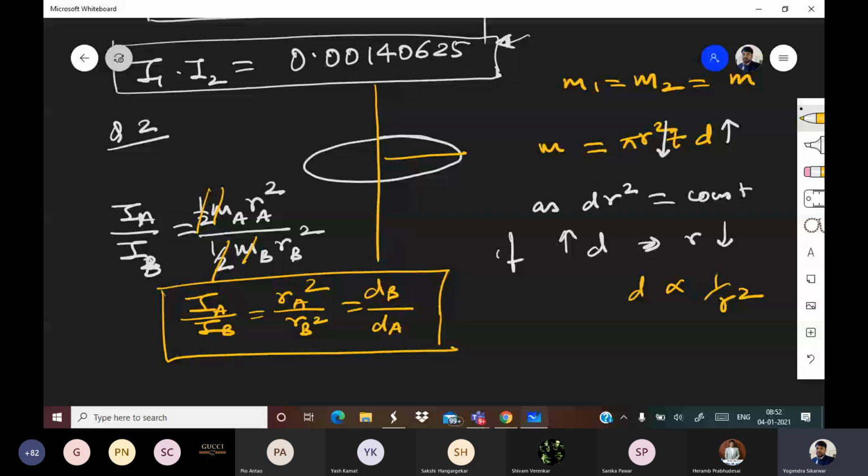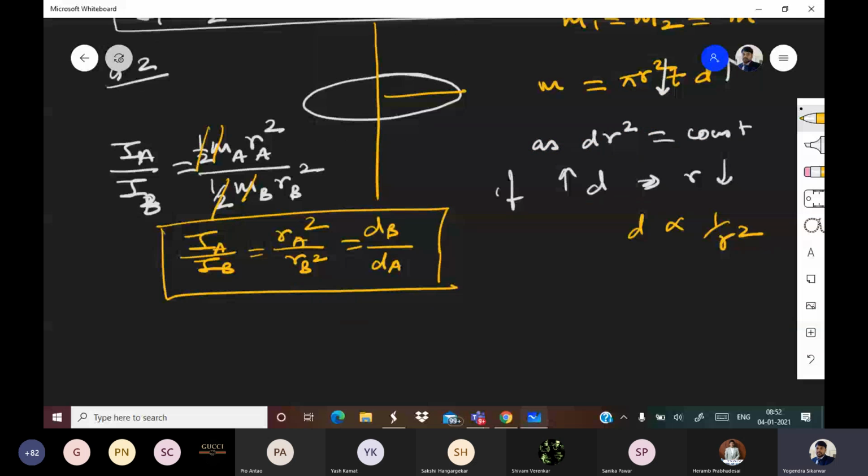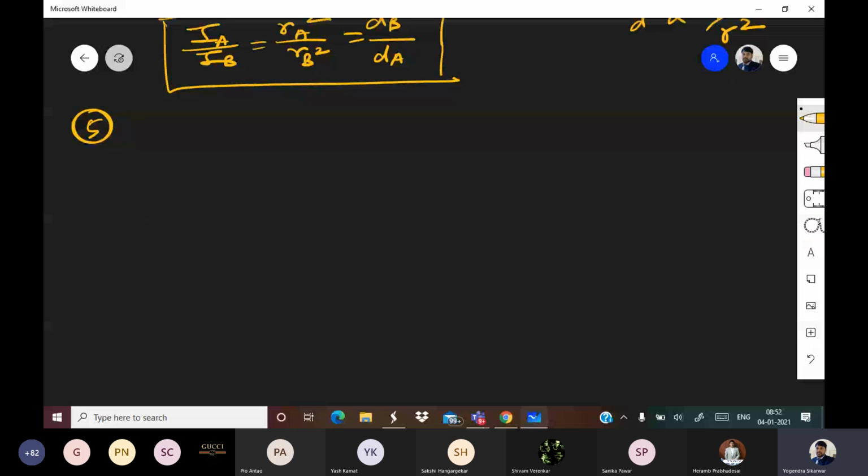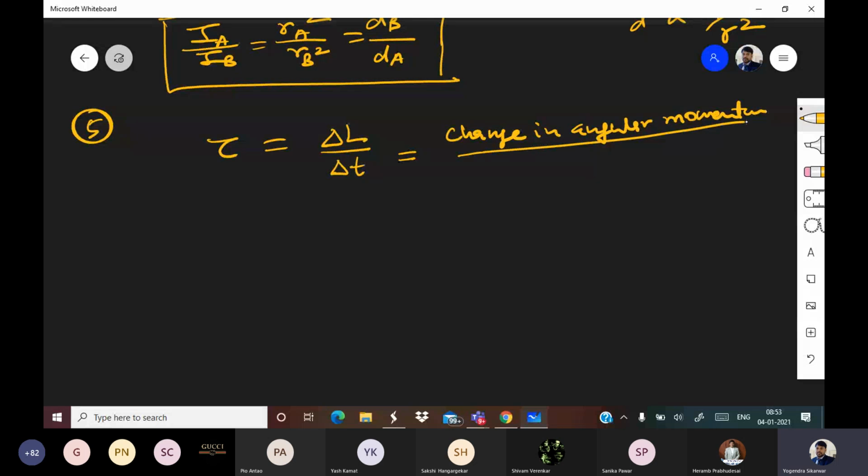Okay, Amod is saying fifth question. The fifth question says a constant torque is acting on a uniform circular wheel and changes its angular momentum from A0 to 4A0 in 4 seconds. The value of torque will be? Torque is nothing but delta L upon delta T. Delta L means change in angular momentum, and delta T is change in time.